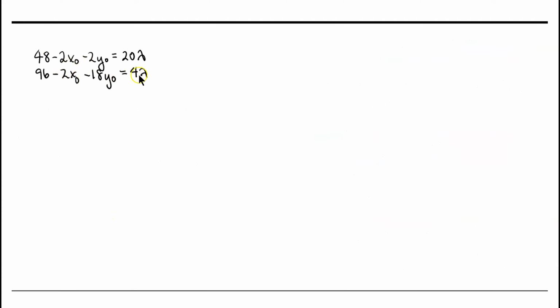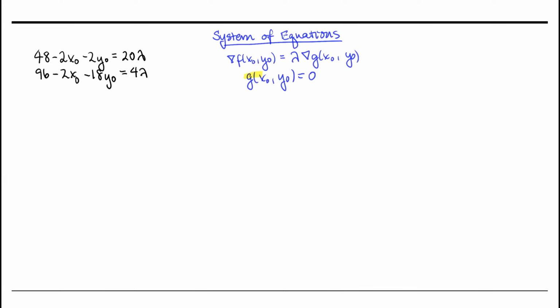So we have our two equations that we got from the gradient of f equals lambda times the gradient of g, or in our case, the gradient of p equals lambda times the gradient of g. Now we're going to add to this system of equations an additional equation, and that's based on our constraint function. We need the additional equation that our constraint function g of x naught, y naught is equal to 0.